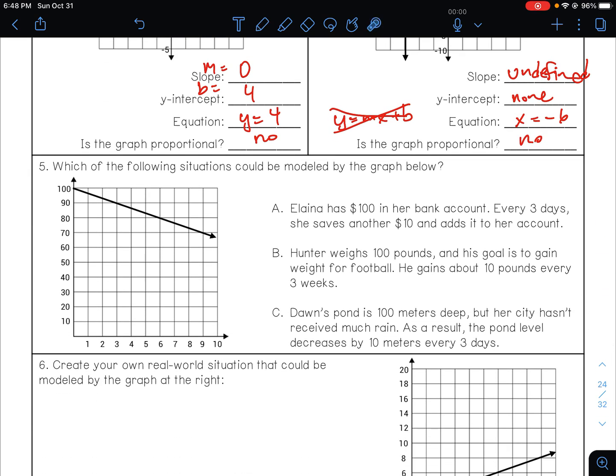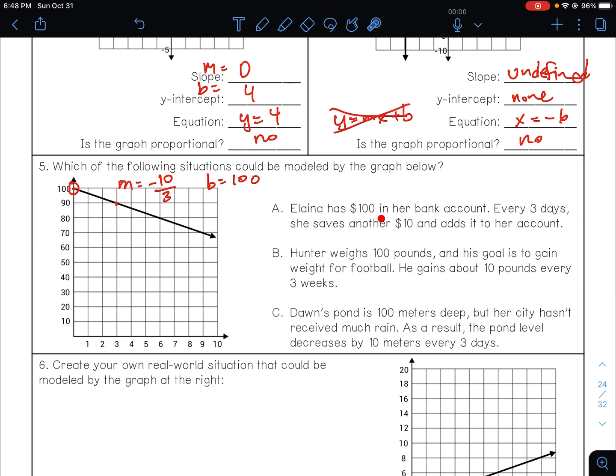All right, let's read this one. Which of the following situations could be modeled by the graph below? It starts at 100. It seems to be going down by like 10 every 3 something. So our rate, or our slope, is -10/3. And then our y-intercept is right there. It's 100.